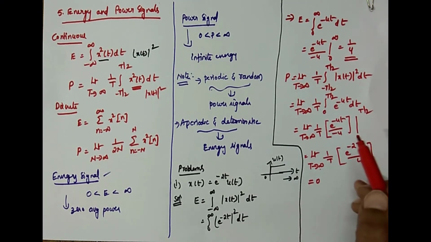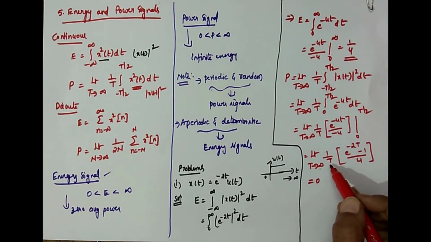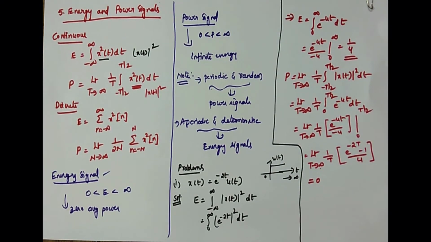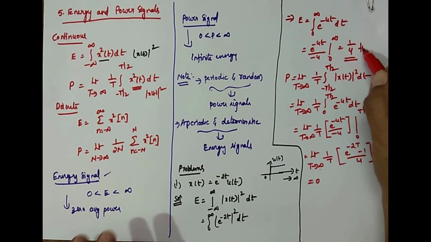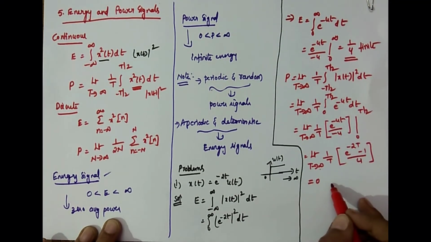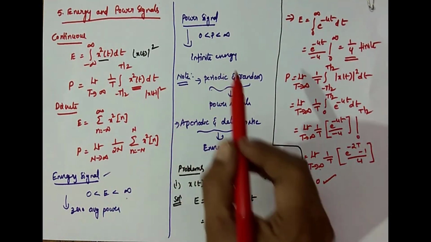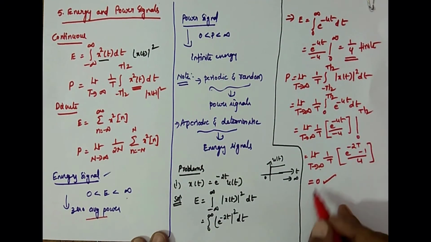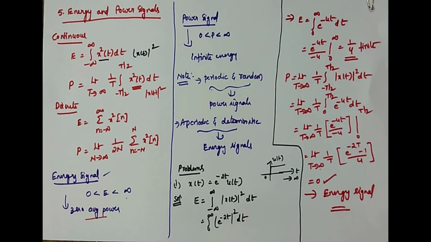Because here in this problem till the end you have t. But in some problems it may get cancelled. That is the reason substitute t tends to infinite only at the end. So if you see this problem, energy is finite and power is 0. So energy is finite, power is 0, hence the given signal is said to be energy signal. I think it is clear. The given signal is said to be energy signal.